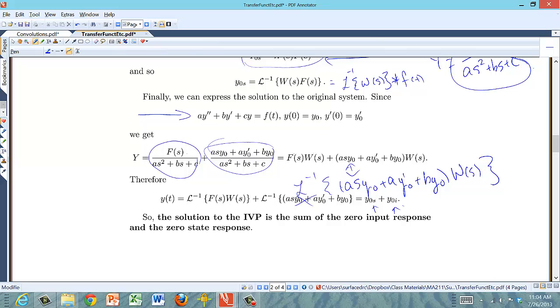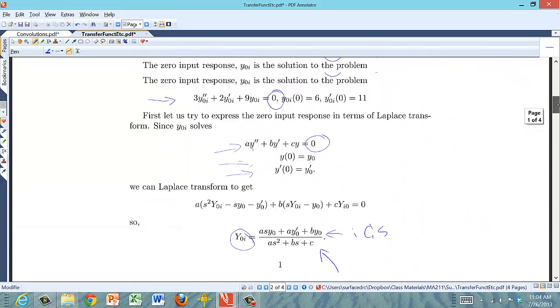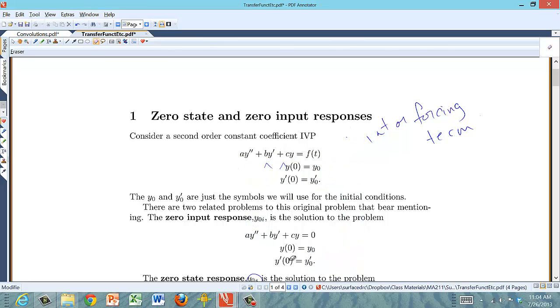So the crux of this is that the solution to the initial value problem is the sum of the zero input response and the zero state response. Okay, let's think a minute about what's going on here. The solution to the initial value problem, this is my initial value problem up here. Let me erase some stuff so that it's a little less cluttered.